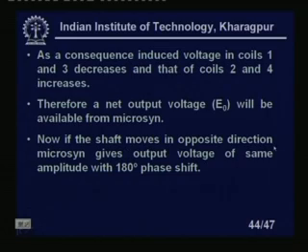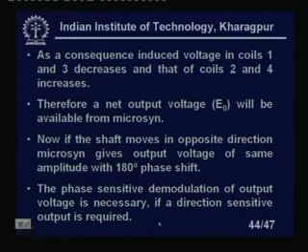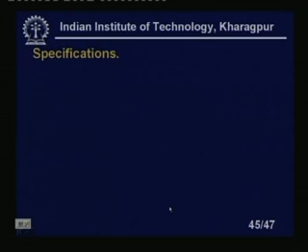Now, if the shaft moves in opposite direction, microsyn gives an output voltage of the same amplitude with 180 degree phase shift. That means, if the position is the same as in the clockwise direction, the amplitude of the signal will remain the same, but with a 180 degree phase shift, right. The phase sensitive demodulation of the output voltage is necessary if a direction sensitive output is required. Now, specifications, let us look at.